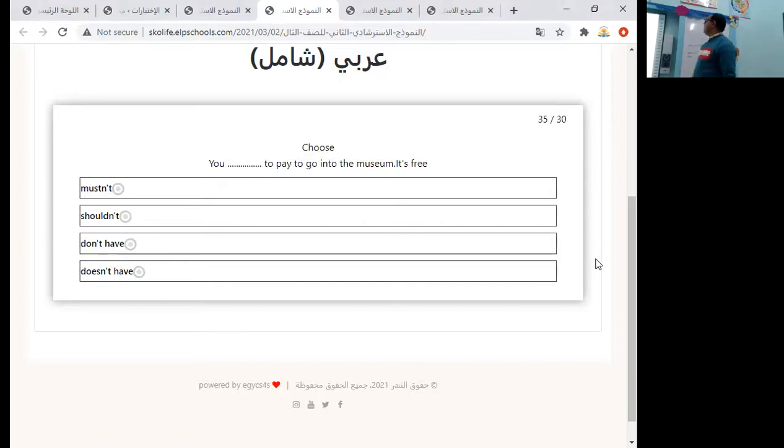You ___ to pay to go into the museum. It's free. Mustn't, shouldn't, don't have, doesn't have. At first, mustn't doesn't take to plus infinitive. Shouldn't doesn't take to plus infinitive. They should be followed by infinitive without to. The third one, don't have, takes preposition to plus infinitive. Okay, why? You don't have to pay. Okay, you don't have to pay. This is a necessity. So the answer here is don't have to, number 3.